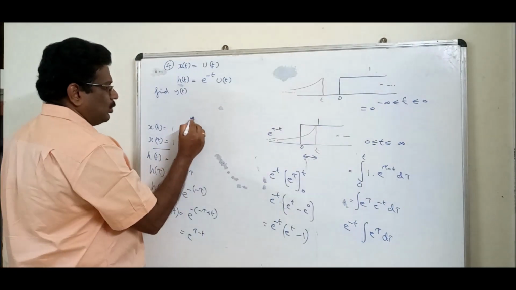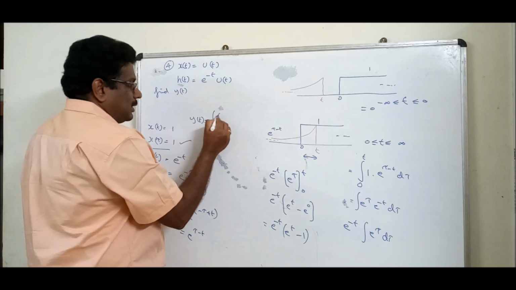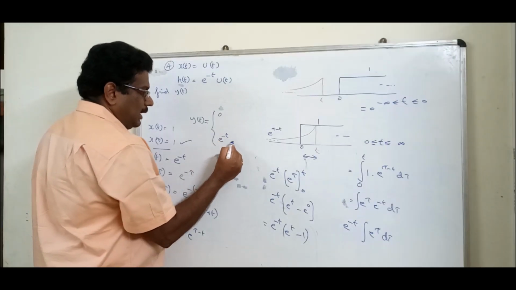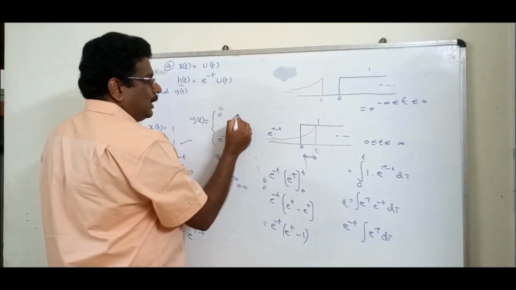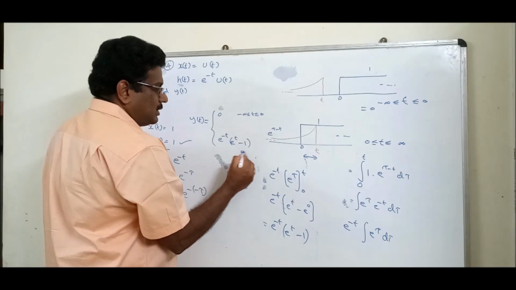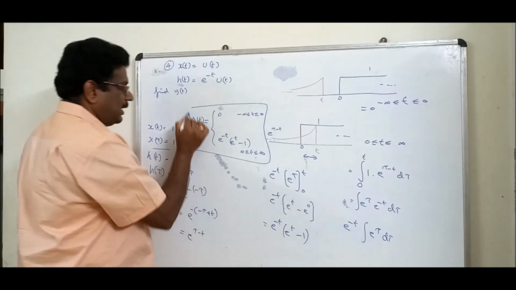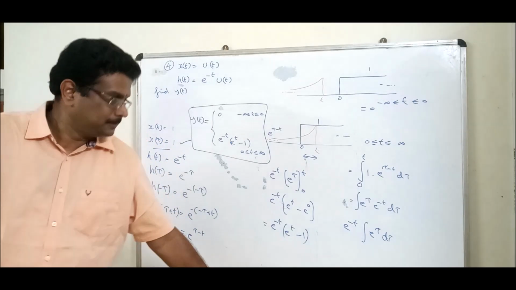What is the final conclusion? There are two amplitudes. 0 amplitude, where minus infinity less than t less than 0, and e power minus t, e power t minus 1, where 0 less than t less than infinity. So this is your final answer. Make a note of it.